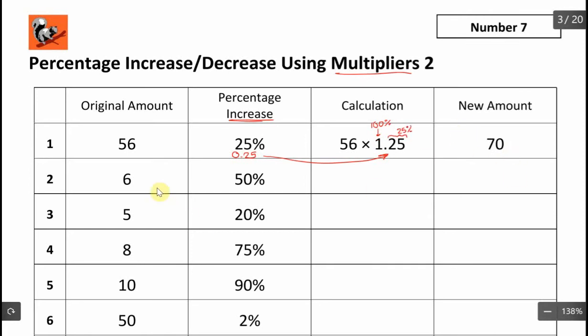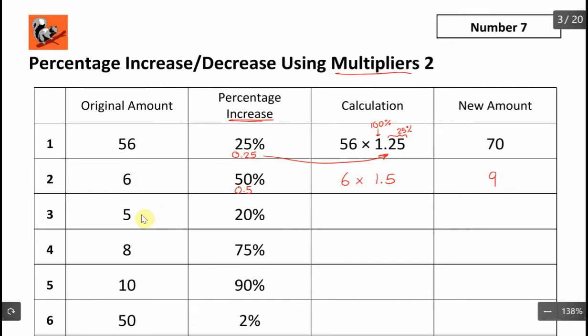So we're going to use this on the next one as well. So 6 is the original amount. I want to increase it by 50%. So that as a decimal would be 0.5. So I'm going to times 6 by 1.5. And that will give me 9. Okay, so if you think about it, half or 50% of 6 is 3. If we've increased it by 3, we get 9.